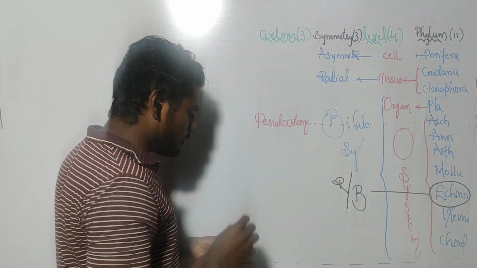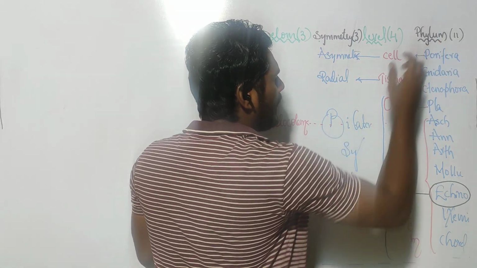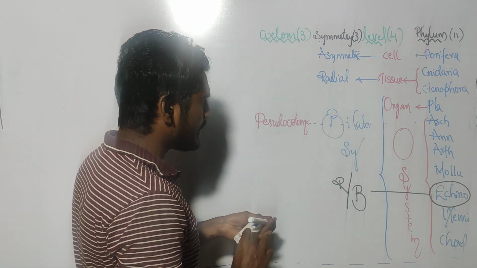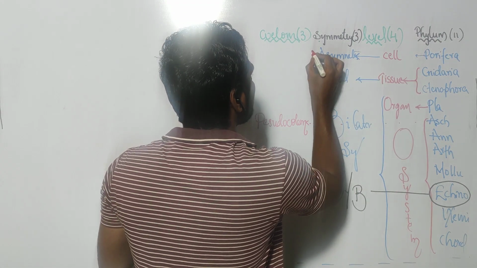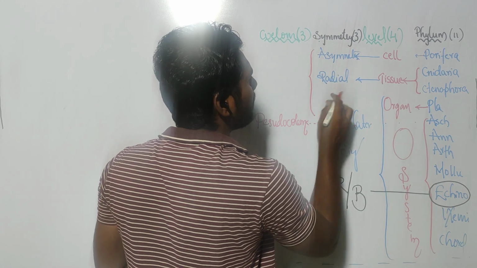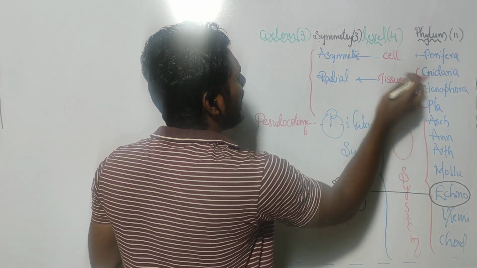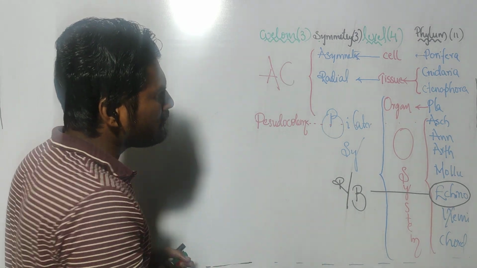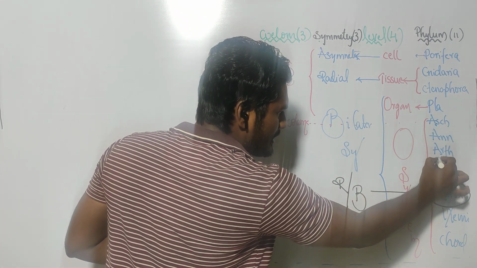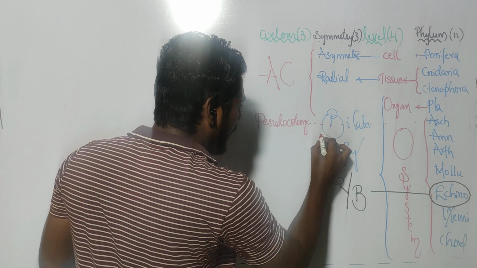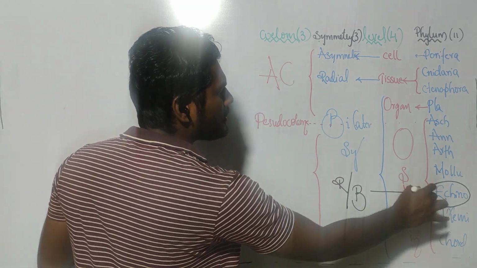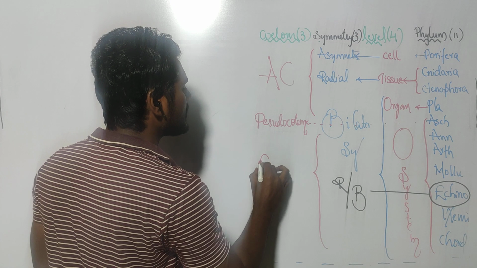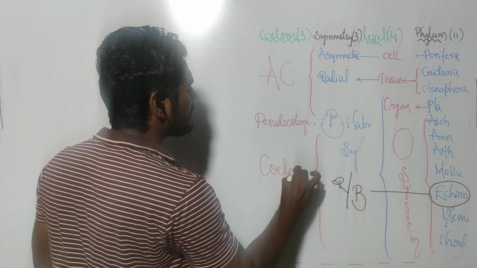If Aschelminthes show the pseudocoelom, what coelom do the phyla above Aschelminthes show? Above Aschelminthes means Porifera, Cnidaria, Ctenophora, Platyhelminthes. They show acoelom, where the coelom is absent. They are acoelomates. And below Aschelminthes means Annelida up to chordates. From Annelida up to chordates, what type of coelom do they show? True coelom. So they are the coelomates.